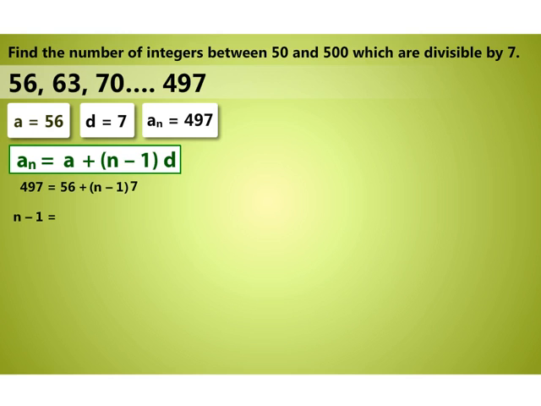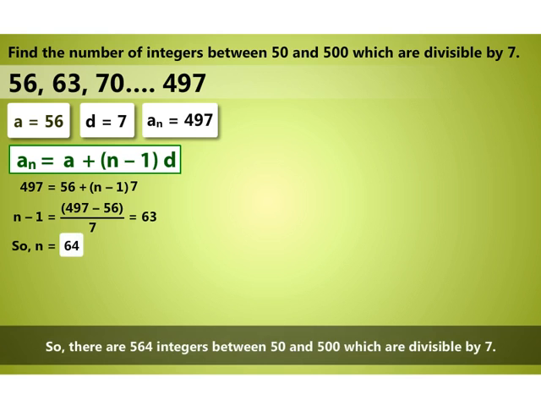n minus 1 is equal to (497 minus 56) divided by 7, that is equal to 63. So, n is equal to 64. So, there are 64 integers between 50 and 500 which are divisible by 7.